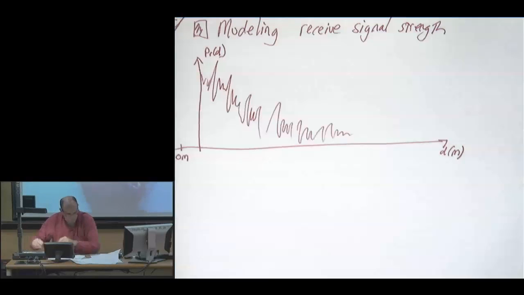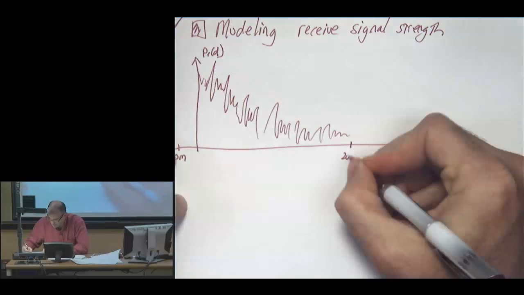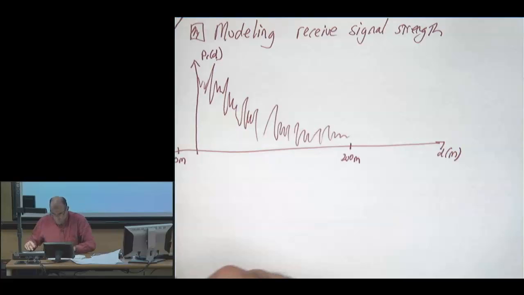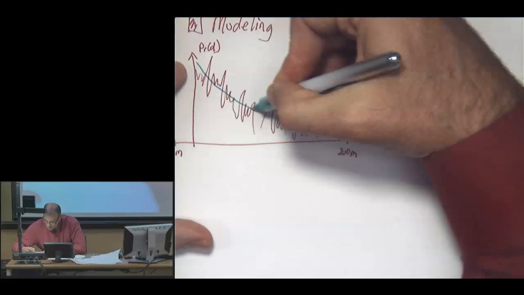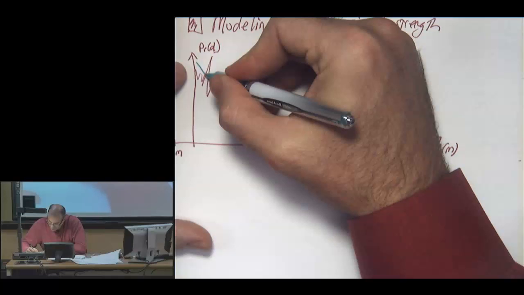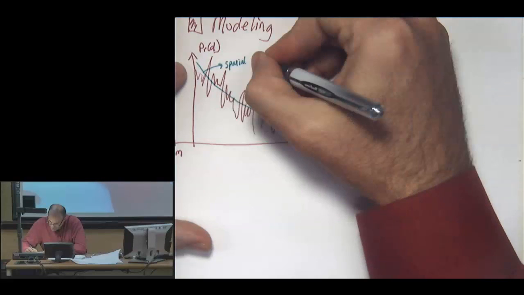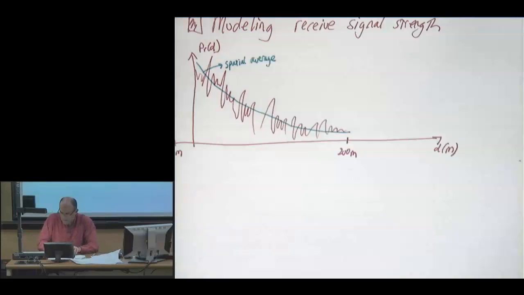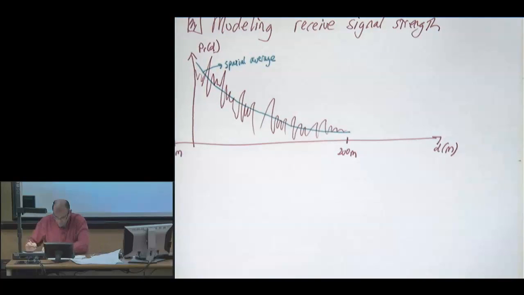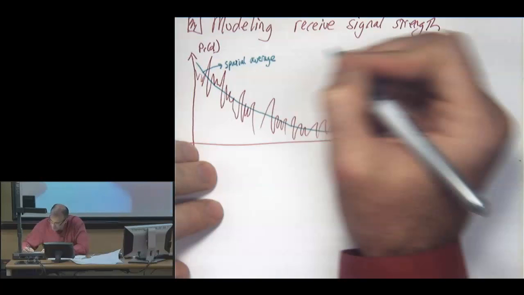So if we look at this, there are going to be a couple of different characterizations of this received signal strength. Let's say this is 200 meters, a typical radius of a cell. What we're going to do is first look at how the average signal strength varies. We're going to look at this curve here, which is the spatial average. Dealing with this spatial average and the large-scale variations, that's what we're going to talk about now. So this is the spatial average of the received signal strength.